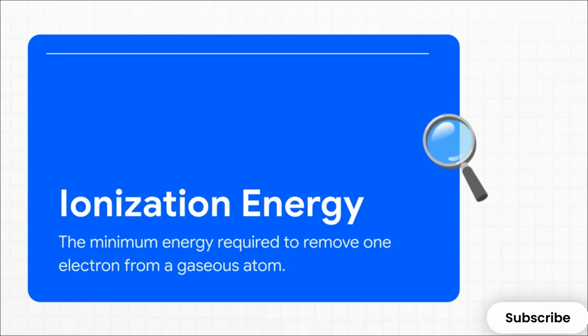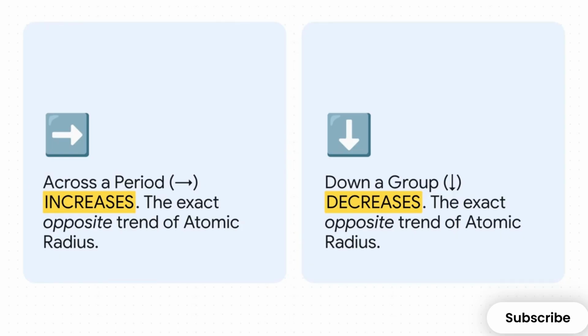Next up is ionization energy. You can basically think of this as the difficulty level for swiping an electron from an atom. The higher the ionization energy, the harder that atom is going to fight to hold on to its electrons. And here is a massive shortcut for your exam. You ready? The trend for ionization energy is the exact opposite of the trend for atomic radius. It's an inverse relationship.